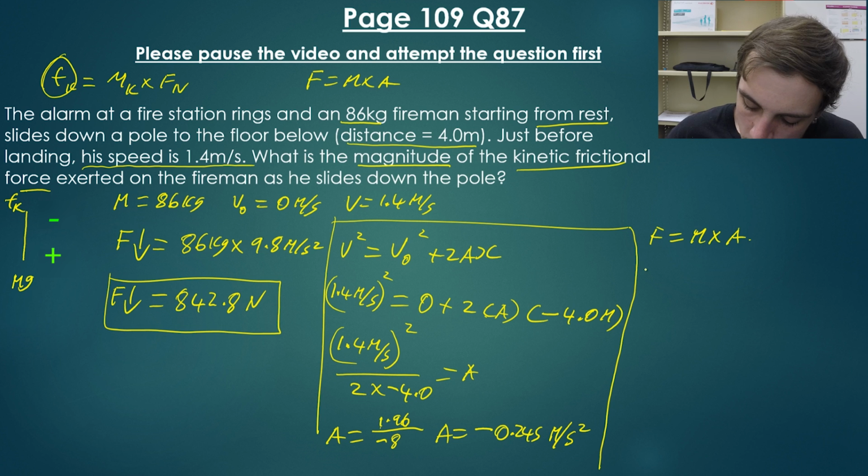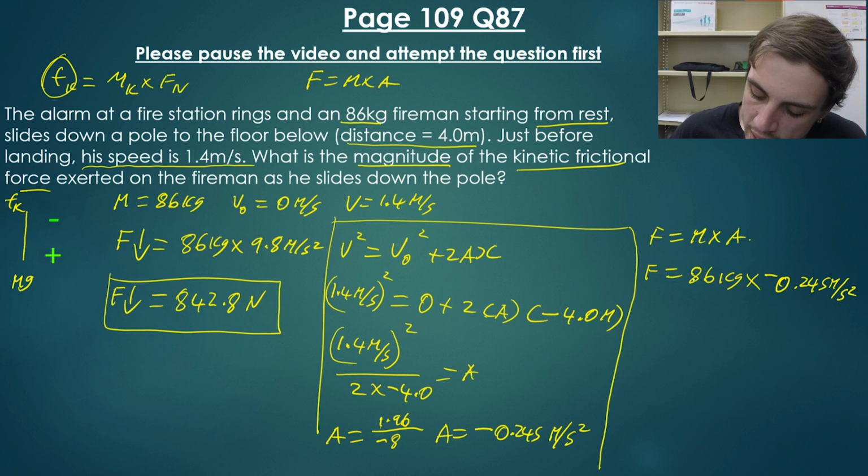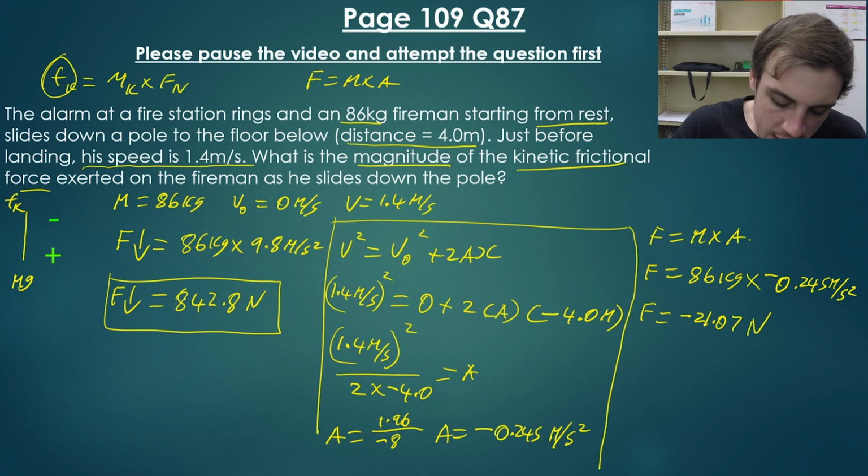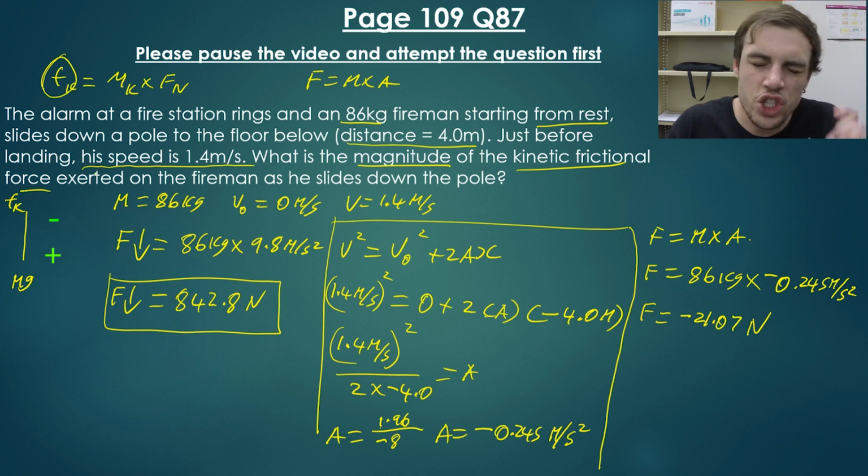So we know the total force is going to equal the mass, which is 86 kilos, multiplied by the acceleration, which is going to be negative 0.245 meters per second squared. So 86 times negative 0.245, the total force is going to be negative 21.07.